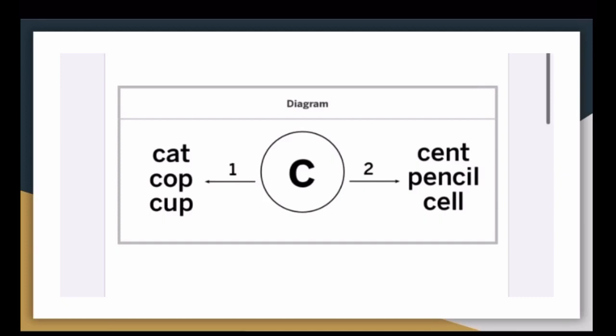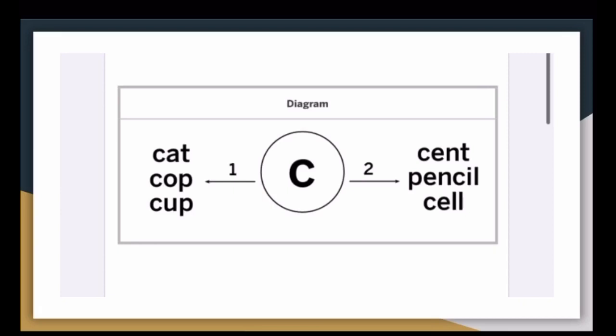If we look at the other side with the 2 over the arrow, we have the words scent, pencil, and cell. These spellings of C are pronounced as S rather than K. This could be a tricky spelling because it could be pronounced more than one way.